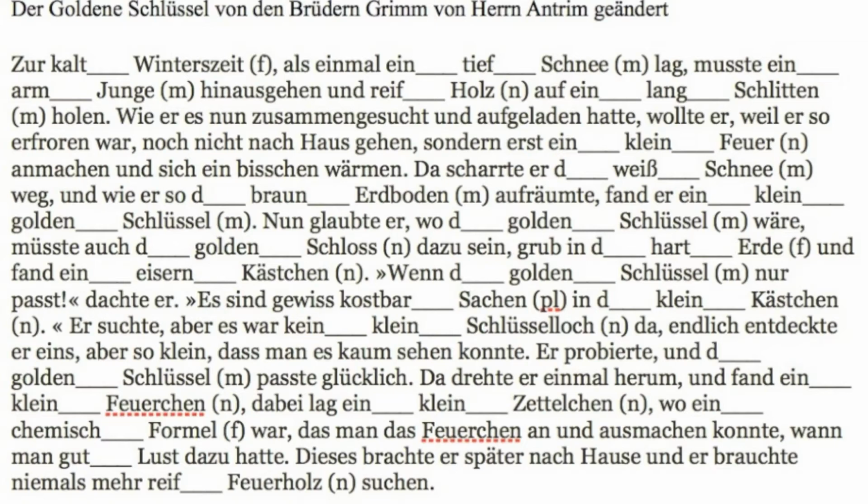Hi, today we're going to talk about the adjective endings again, but this time we're going to use examples using der Goldene Schlüssel von den Brüdern Grimm. Download a copy of this worksheet in the description and then fill in your own blanks. Then whenever we go through it together, you can find out how well you did.